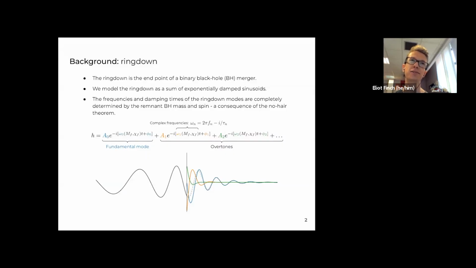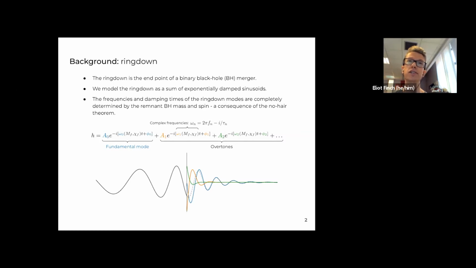So first, some background on ring-down. The ring-down is the endpoint of a binary black hole merger. At the bottom of the slide, I've got this example waveform of such a merger. On the left, we see the end of the inspiral, and then this transitions into the ring-down on the right. So this is when your two black holes have merged, and it's radiating gravitational waves as it reaches its final equilibrium state.